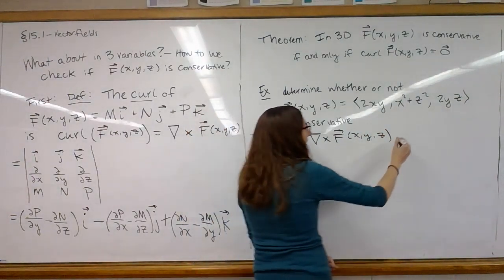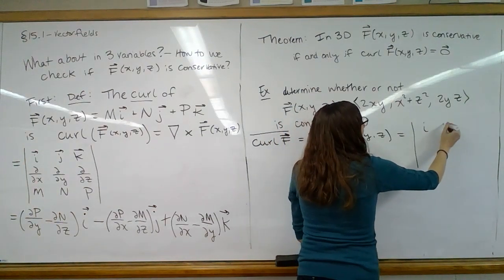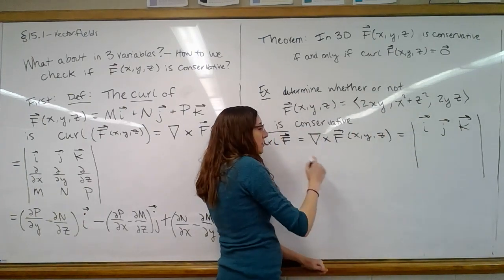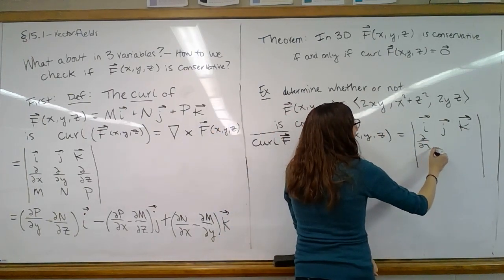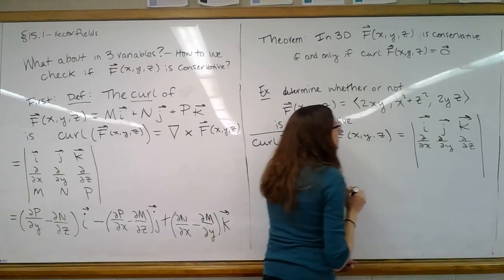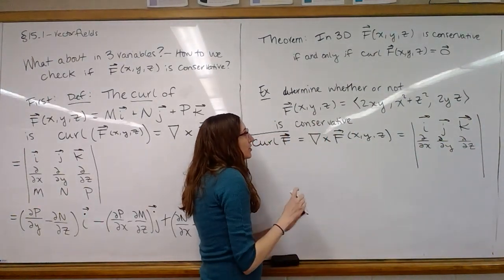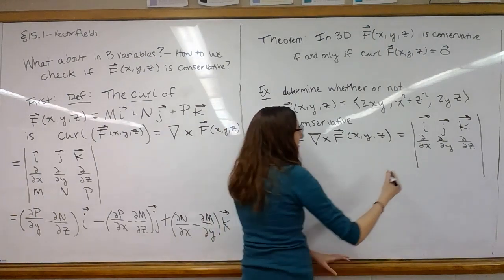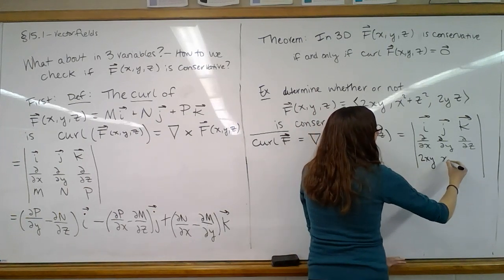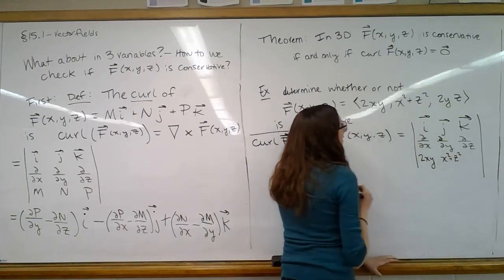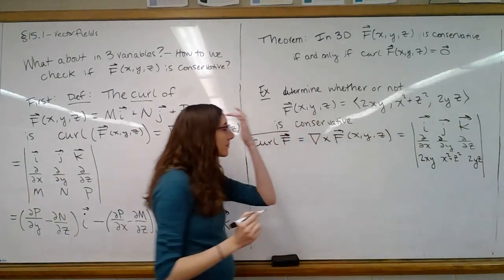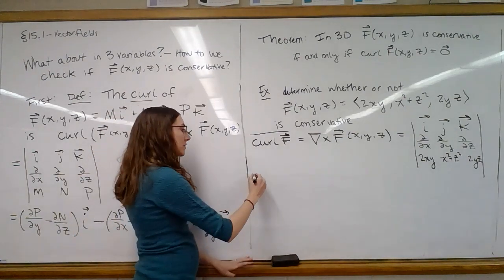So we're going to set that up in determinant form, so i, j, k. Del is the placeholder for those operations: partial with respect to x, partial with respect to y, partial with respect to z. And then the F vector goes in the last row, so we need those components, which were 2xy, and then x squared plus z squared, and then we need 2yz in the last component.